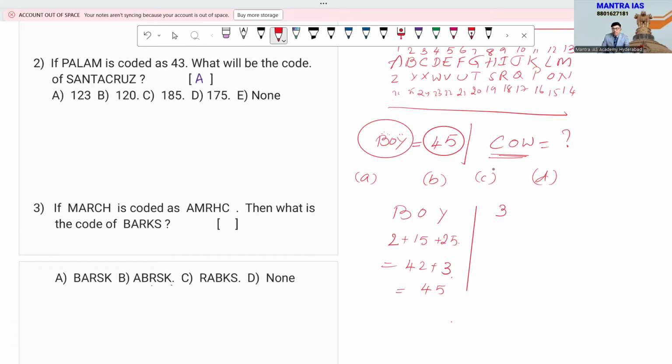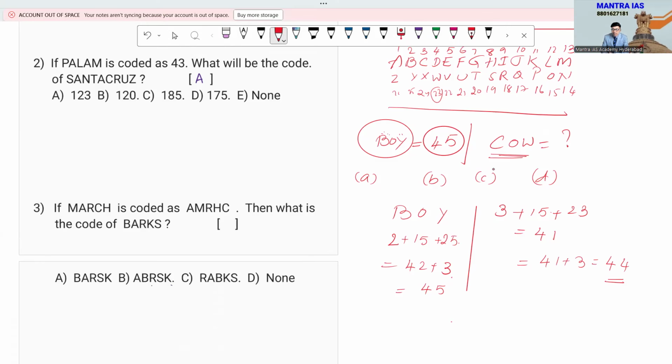C is 3, O is 15, W is 23. 23 plus 3 is 26, plus 15 is 41. So 41 is there, no doubt. But what to do for this? W is 23 only, my dear. Yes, exactly. So from 41 we have to do exactly plus 3. So your answer is 44. This is a style.